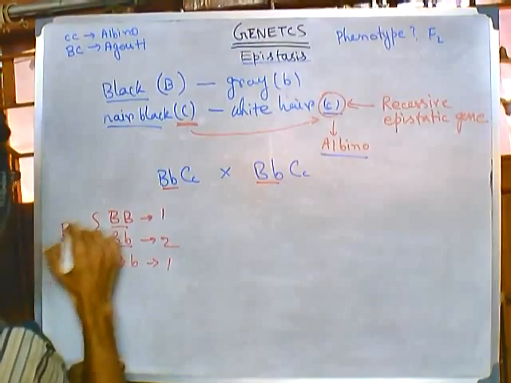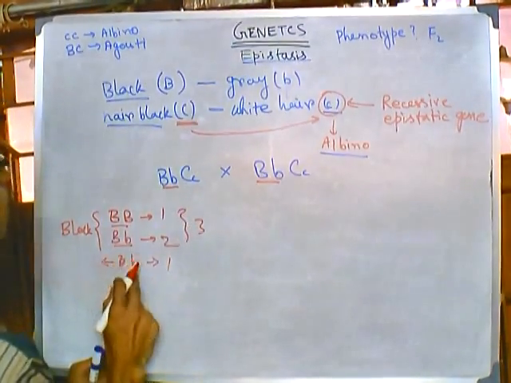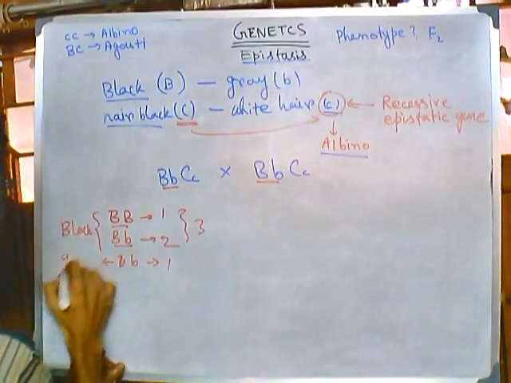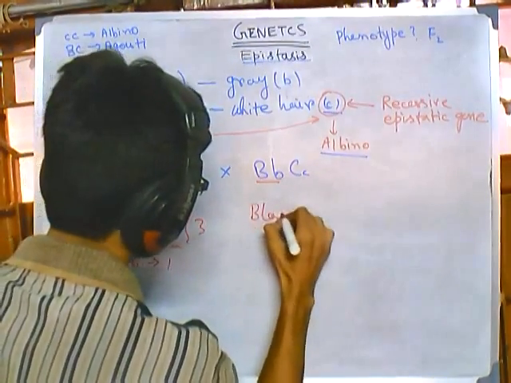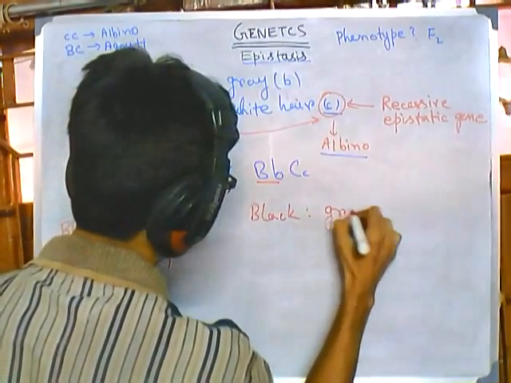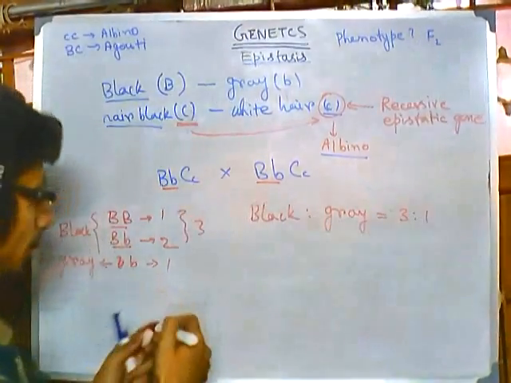So these are black. Black is capital B, and this small b means this is gray. So gray is 1. So the ratio will be black is to gray equals 3 is to 1. We get it from here.